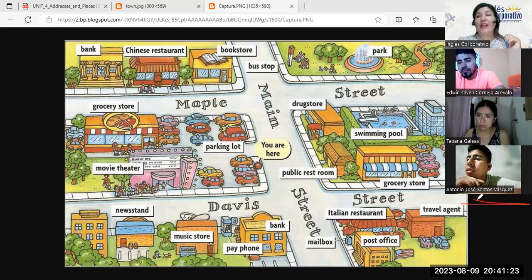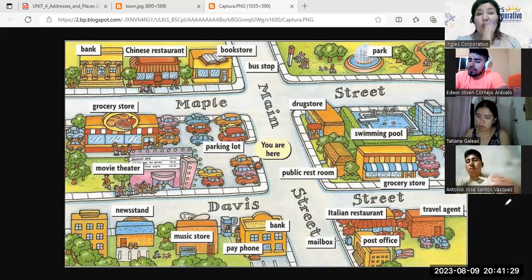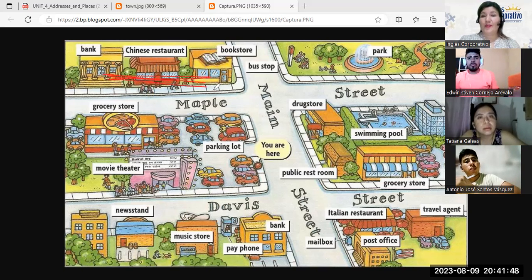Between. ¿Qué significa between? En medio de. For example, the music store is between the newsstand and the bank. The music store is between the newsstand and the bank. Está en medio. It's between, right? The Chinese restaurant is between the bank and the bookstore. Okay? That is it.